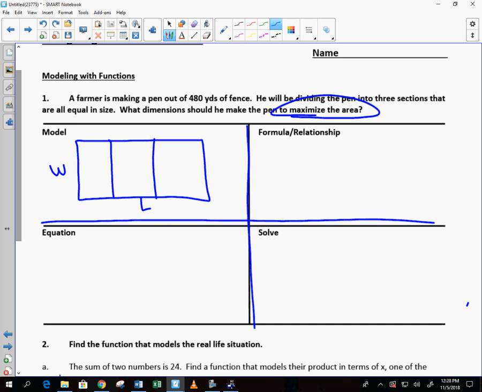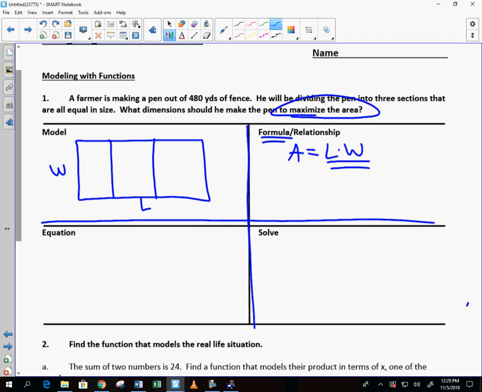Now, I don't really know what else to do, but I'm assuming that there's a formula that's involved in this problem. Anybody got a formula? Area, base times height, or length times width. That's pretty cool. Well, here's the problem: in order to maximize this area, we need an equation for area, which we have, but we need 1 variable. And right now we have 2 variables. So we need a second equation.